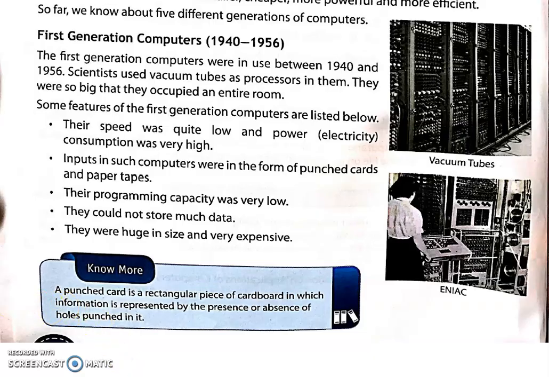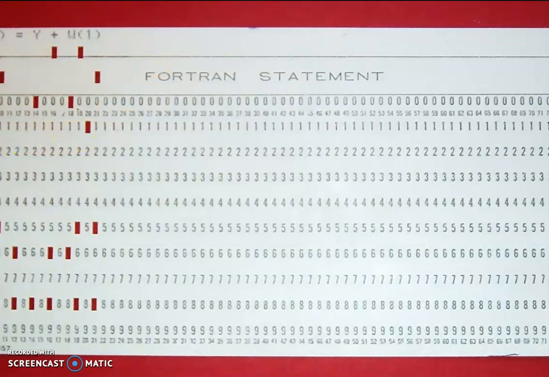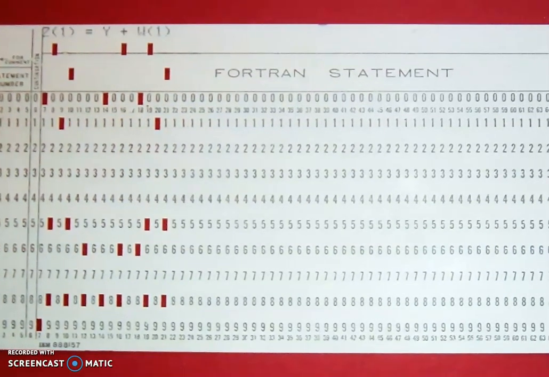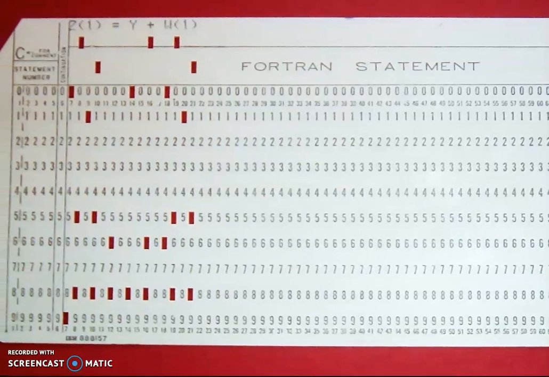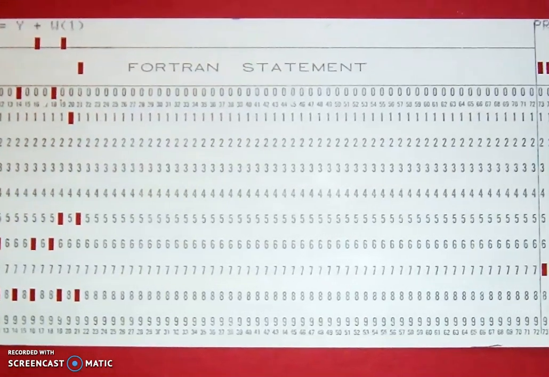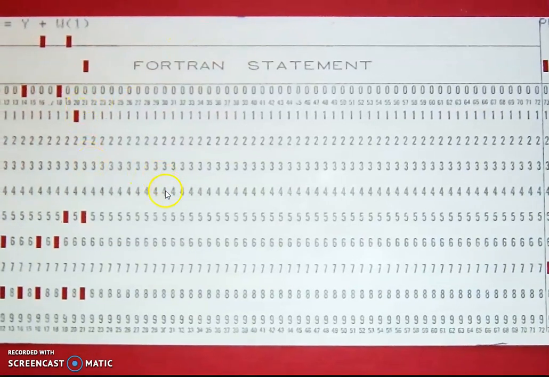Now a punch card is a rectangular piece of cardboard in which information is represented by the presence or absence of holes punched in it. Let's see. See, this is your punch card. Now how was information stored in a punch card? Whatever information you wanted to feed to the computer, you would let it remain, and whichever information you didn't want the computer to read, you would punch it. Here you can see 1 2 3 4 5 6 zeros, then this is blank, then again 0, then blank. Like this information was stored. The computer would read it on the basis of the blanks and the information available on the card. So this is a punch card.